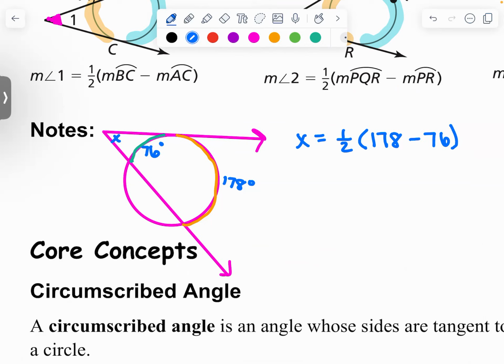Okay. Do you always just subtract the smaller angle from the big one? Yes, because we don't want a negative angle. So whichever one's bigger, you just subtract the smaller one. Yep, good question. So we get 51.